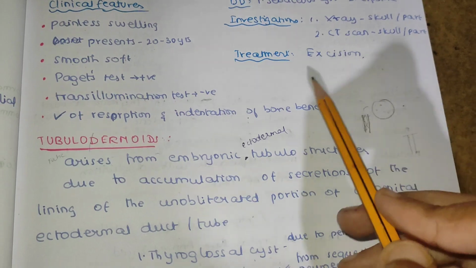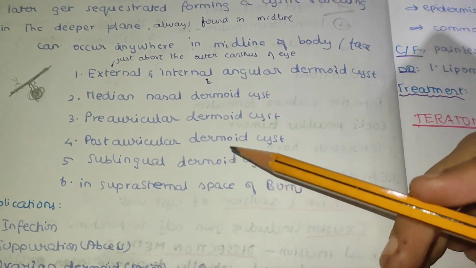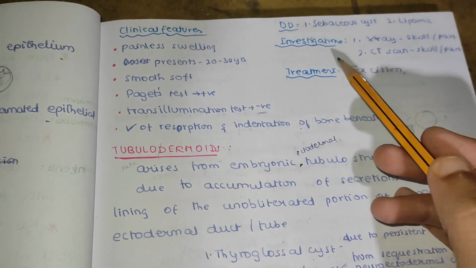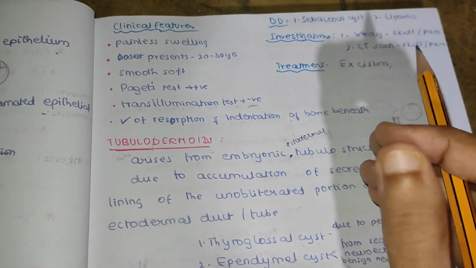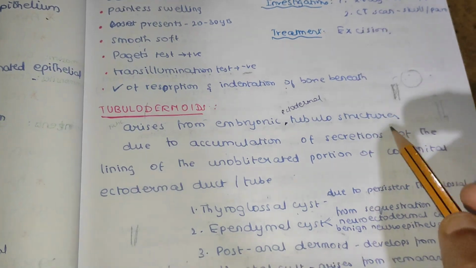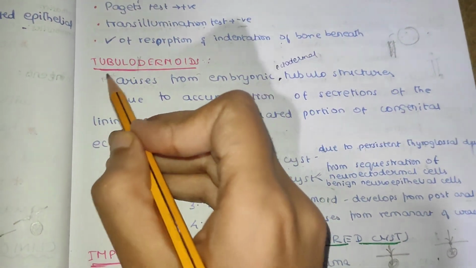Treatment is excision. So as it is a 5-mark question, just write the definitions of the types, examples of the types, if needed clinical features, investigations, and treatment. Just the name of the investigations and the treatment is more than enough. And next, coming to tubular dermoid. The word tubulo means tube.